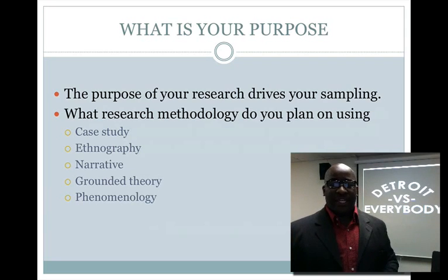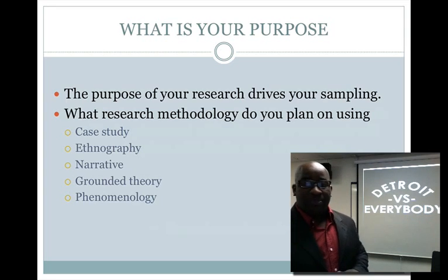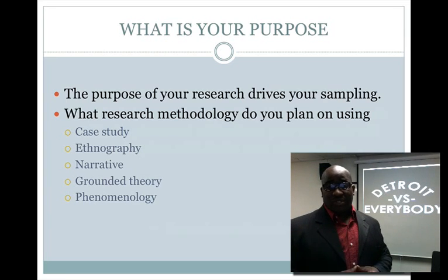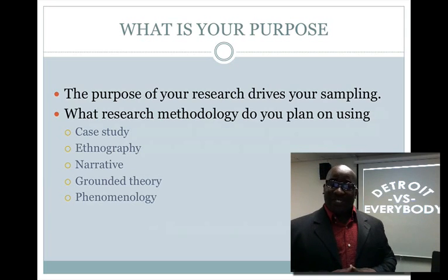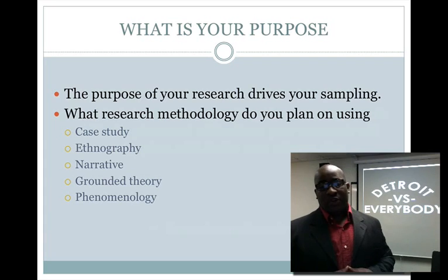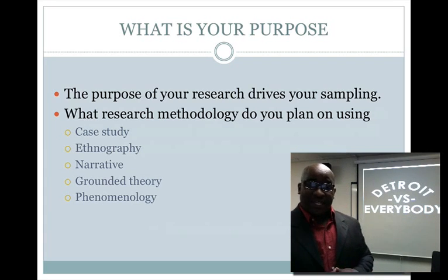How do you figure out these things? It's all contingent upon purpose. The purpose of your research drives your sampling just as the purpose drives research in general. Let's frame it that way. Also, the research methodology that you might be utilizing would dictate what kind of sampling you might be doing. For example, look at the first one here, case study.